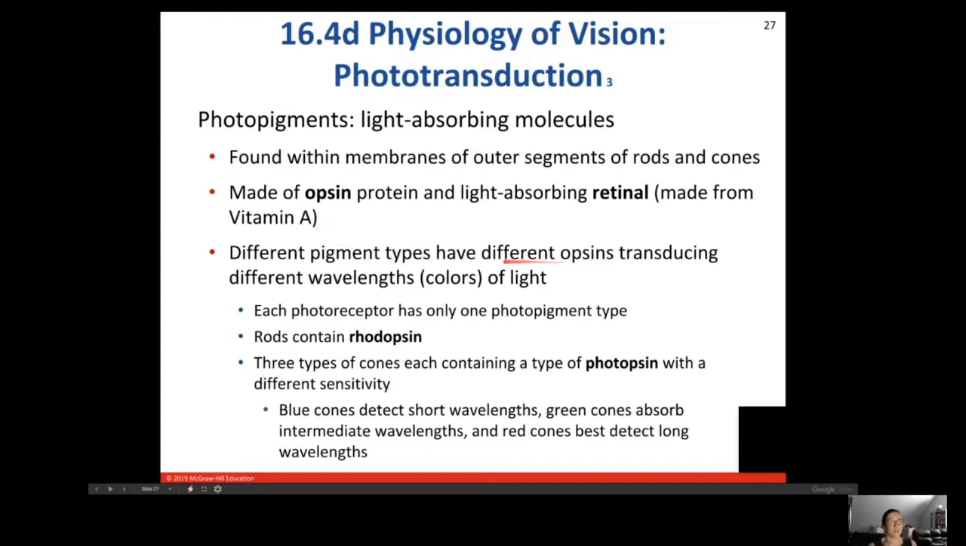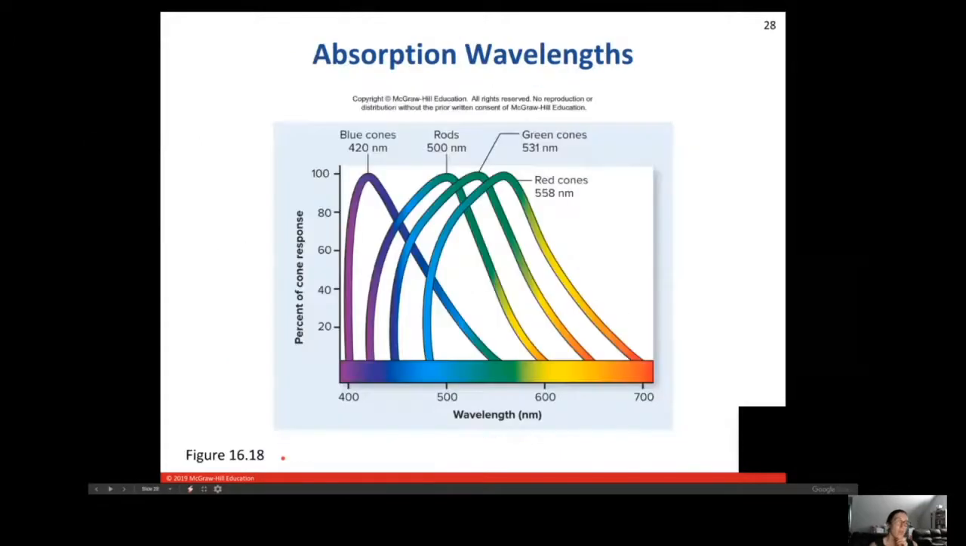Different pigment types have different opsins, and they transduce different wavelengths or colors of light. Each pigment reacts to different colors of light. Rods contain a pigment called rhodopsin. And then we have three different types of cones. We have blue cones that detect short wavelengths, green cones that detect and absorb intermediate wavelengths, and red cones that detect long wavelengths. And we can see the rhodopsin is kind of an intermediate one. It's kind of in the middle.